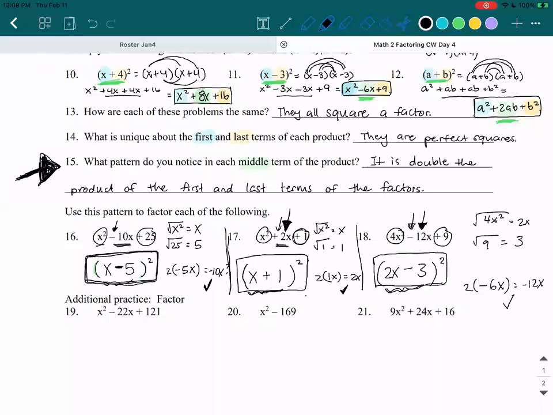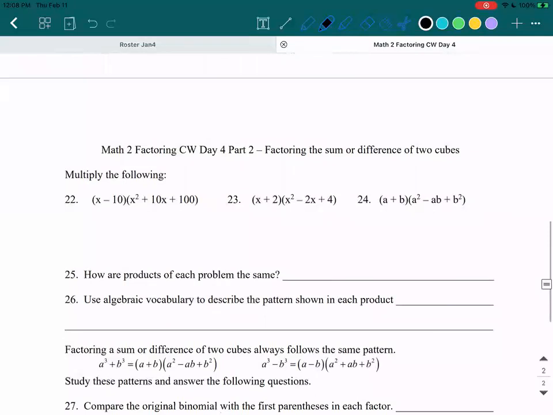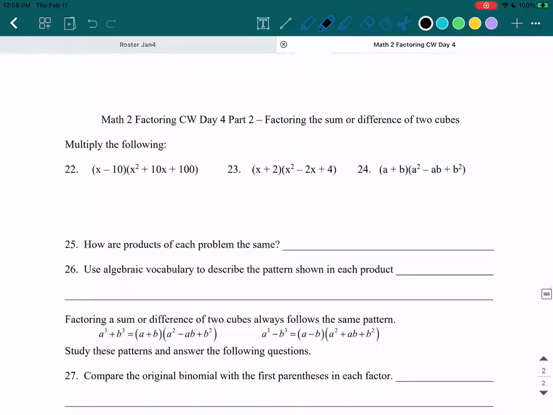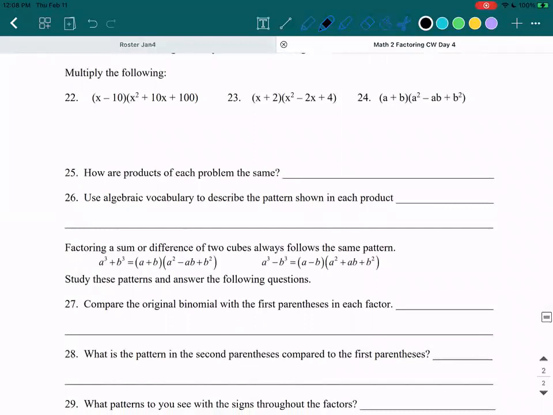Okay, let's skip number 19, 20, 21, because I think you'll get plenty of additional practice in Delta Math. Okay, and then, so I really wanted us to do number 22, 23, 24, but I think we should do it so that you actually understand where the formulas come from. So let's do number 22 first.